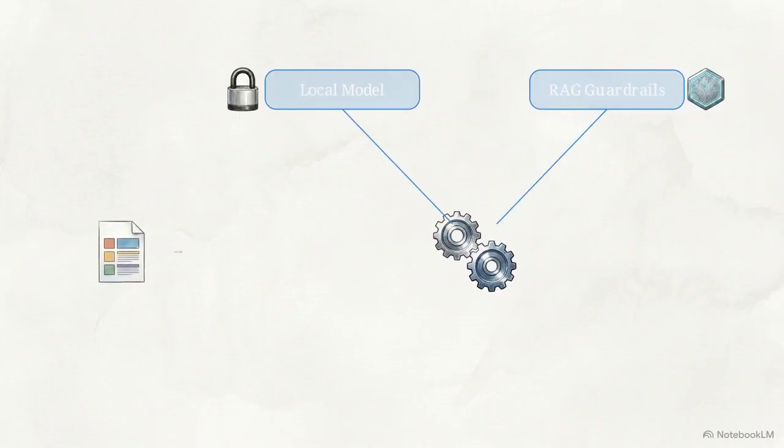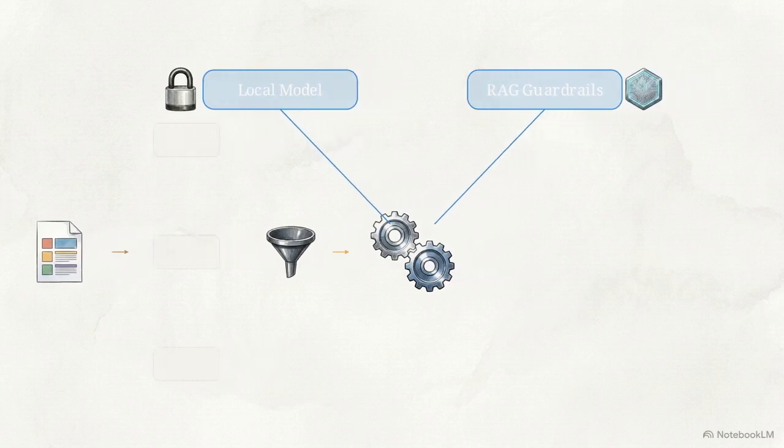To cure hallucinations, you build a Retrieval Augmented Generation, or RAG, architecture. RAG works by taking your source documents, slicing them into smaller searchable chunks, retrieving only the relevant data, and forcing the LLM to construct its answer strictly from that text.